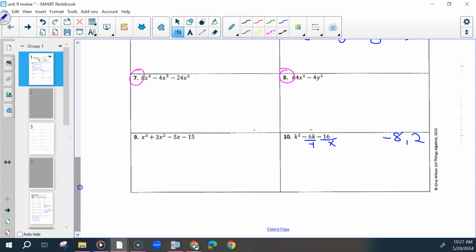-8 and 2 work. And because this is a trinomial where a equals 1, you go straight into those factors. Whatever the variable is, put that first. And then the two numbers, you just fill those in. K minus 8, k plus 2.